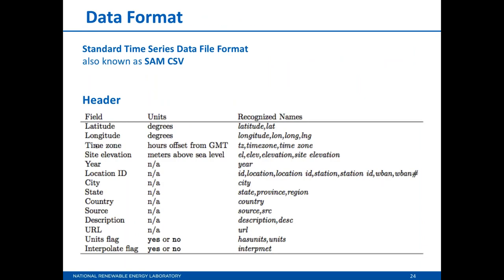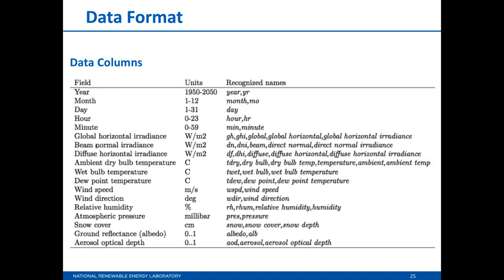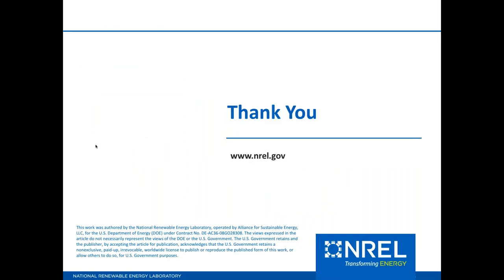So the data format, I'm not going to go into the details of the data format. All of this is documented in our API documentation and on the NSRDB website. But we do follow the standard SAM format. And in addition to these data, the Spectral download follows the same format, but it includes the 2000 Spectral data points per time slice.